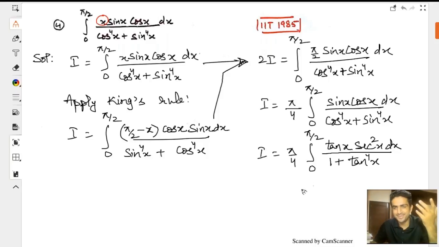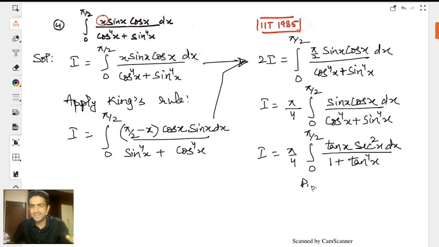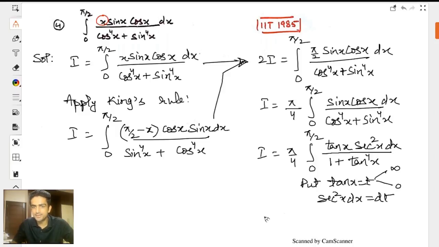Now nothing is left. Clearly we will put tan x equal to t. So secant square x dx is dt. My new limits are 0 to infinite. So my I is pi by 4, 0 to infinite, t dt upon 1 plus t power 4.